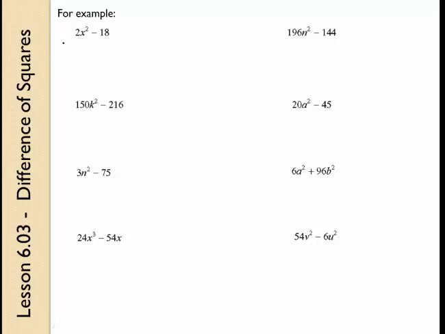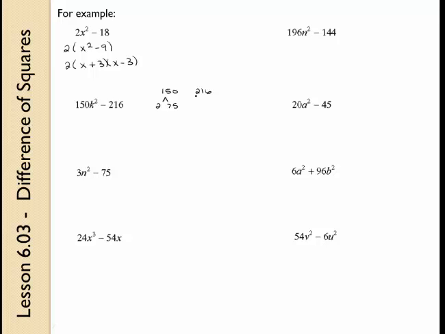Here I can take a 2 out of both terms, and I'm left with x squared minus 9, which is a difference of squares. So I take the square root of each, and plus and minus. Between 150 and 216, that's going to take maybe a little bit of work. So I'm going to use my factor trees.